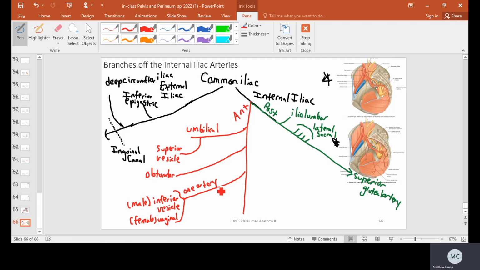My anterior division then is going to split in two different directions. It's going to split into something called the middle rectal. And then the other way it splits, it's going to give off the inferior gluteal and the internal pudendal.